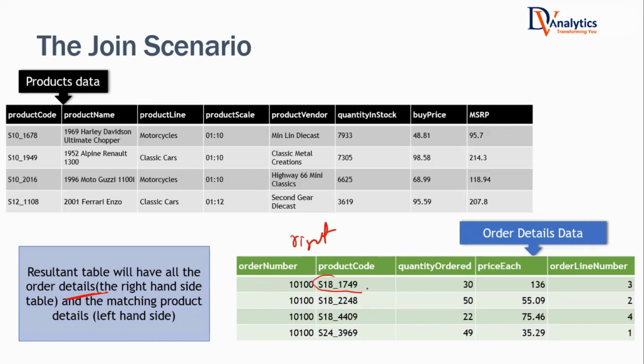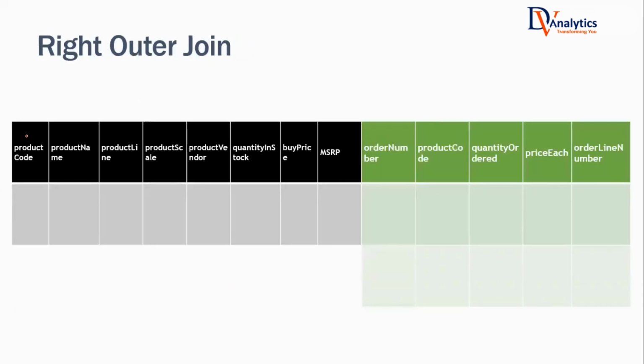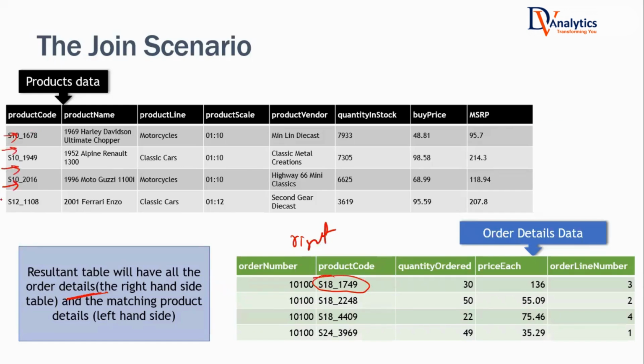Let's say this is the product code S18, 17, 49. I'll go to this products table. I will check whether that particular product code S18, 17, 49 is there. If it is there, then I would like to get all the details from there. I would like to keep everything from the right hand side table, and then I want to match all the details from the left hand side table.